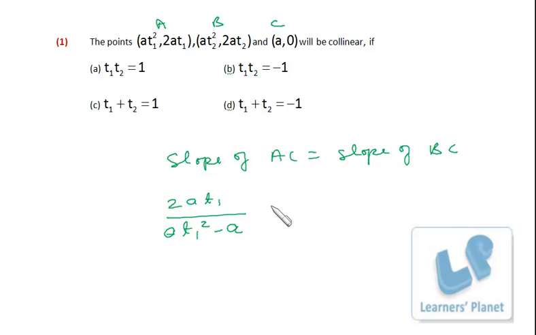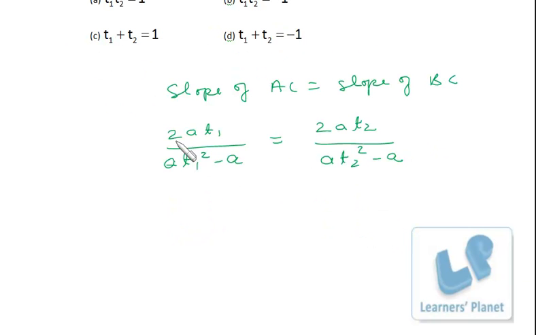That is the slope of AC. Similarly, the slope of BC will be 2at2 minus 0 upon at2 square minus a. Now 2a is cancelled. Here it is t1 upon t1 square minus 1 is equal to t2 upon t2 square minus 1. a will be taken out as common from both sides and it will be cancelled.